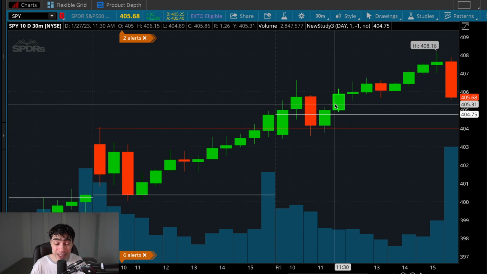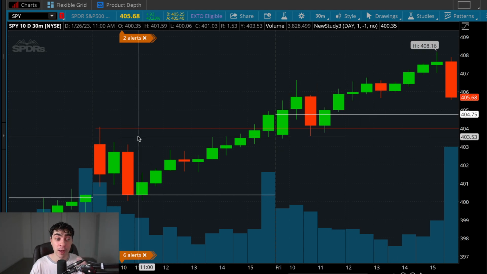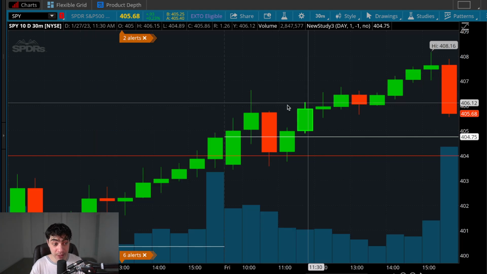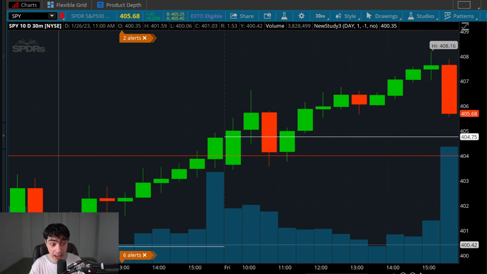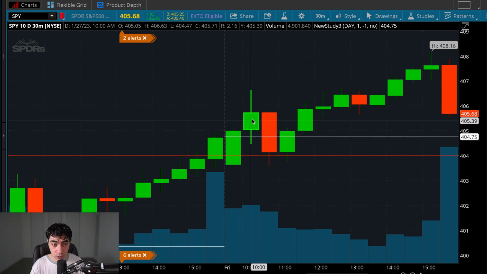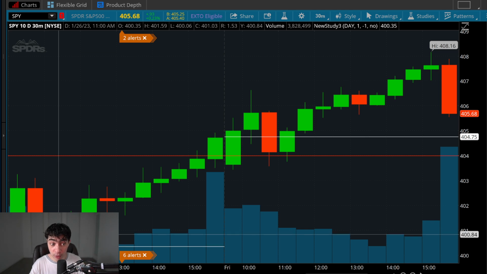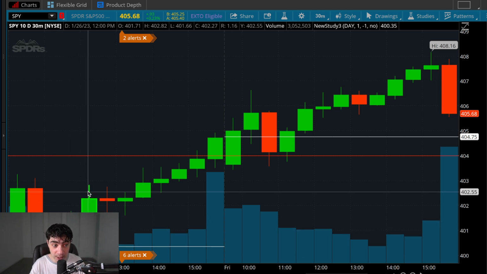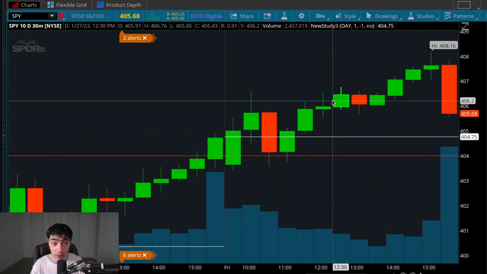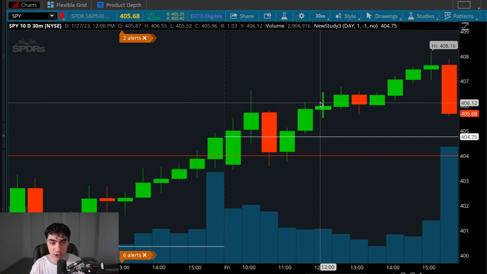And I was buying every single dip on every 30-minute candle because history kept repeating itself. You have this green, red, green pattern, and then what does SPY do after that? Three green candles in a row for the 30 minutes. It goes up for an hour and a half straight. Do you see how that history is repeating itself?